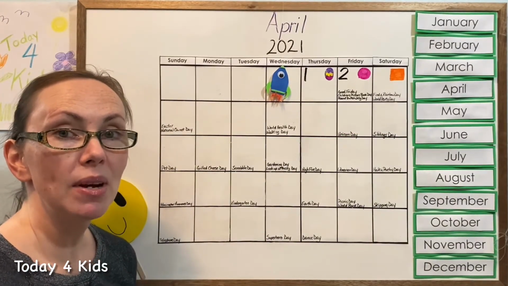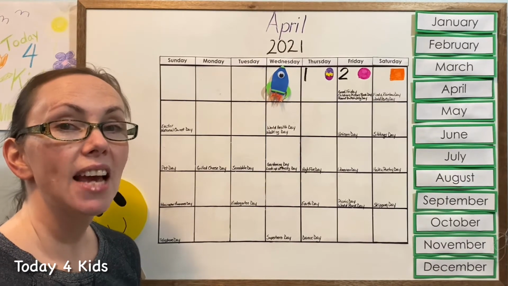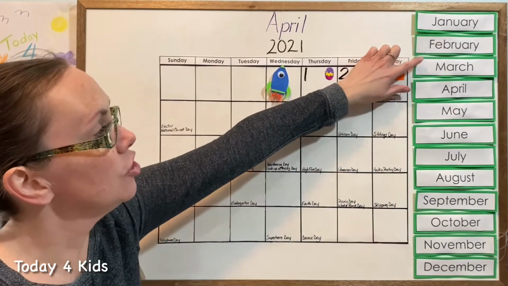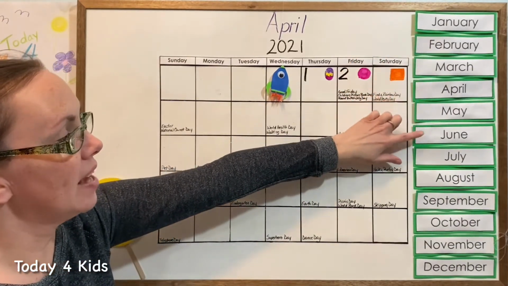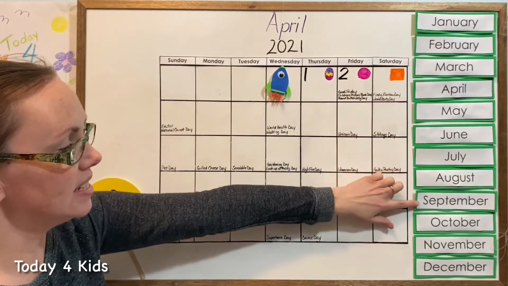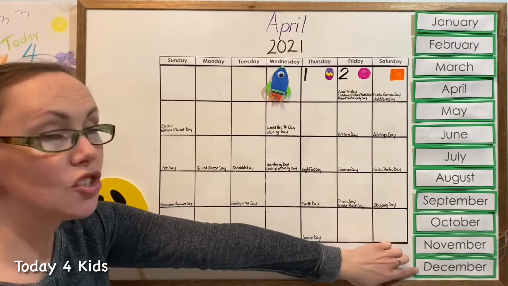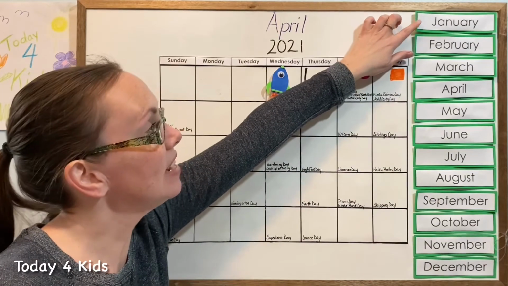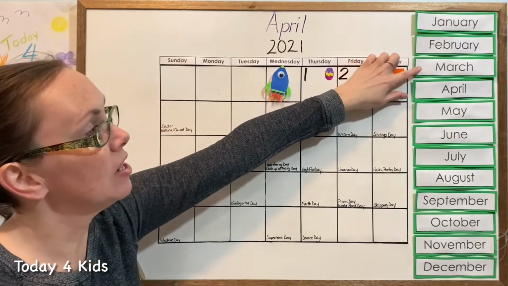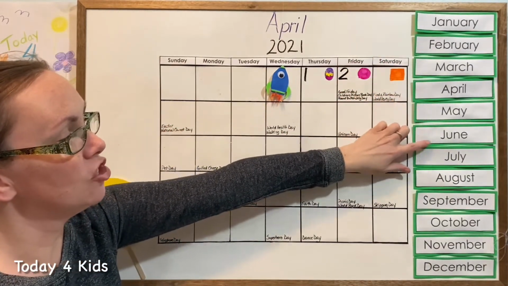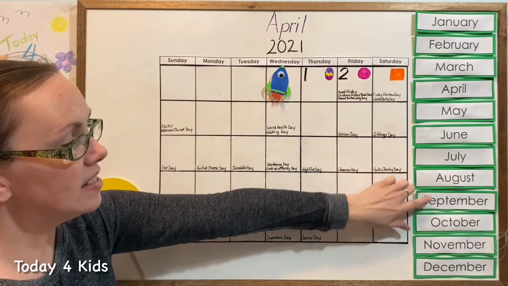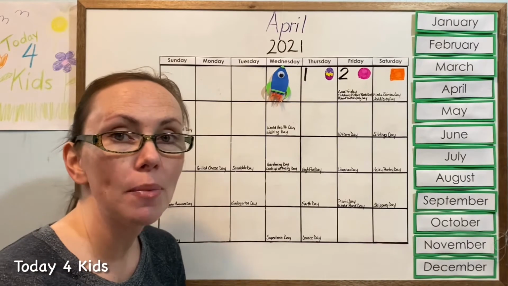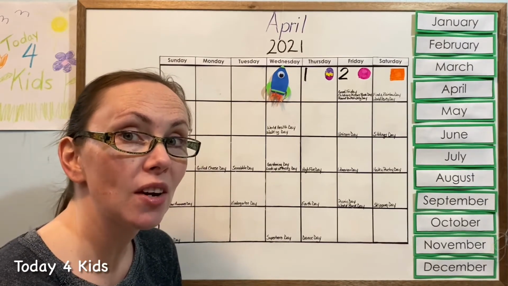Do you remember how many months there are in the year? Let's count them up and say their names together. Are you ready? 1, 2, 3, 4, 5, 6, 7, 8, 9, 10, 11, 12. 12 months in the year. Did you guess 12? Let's say their names. January, February, March, and April, May, June, July, August, September, October, November, December. Good job.